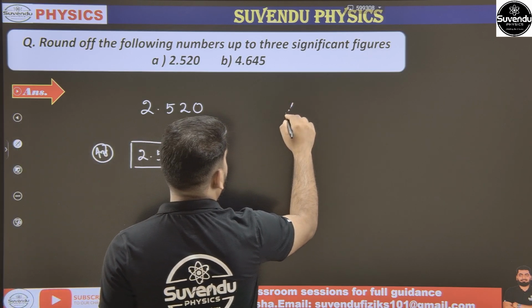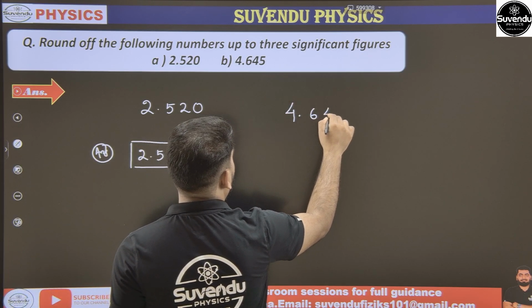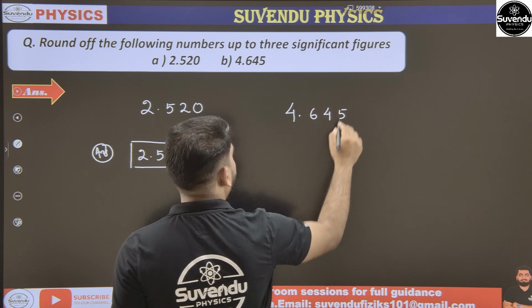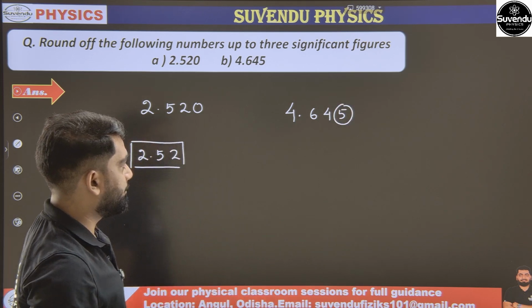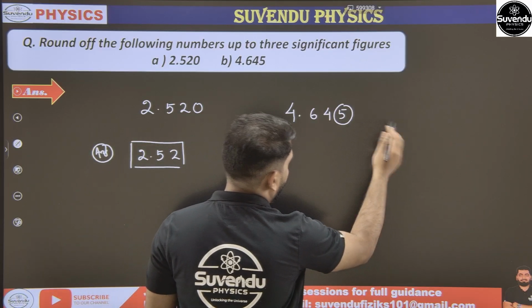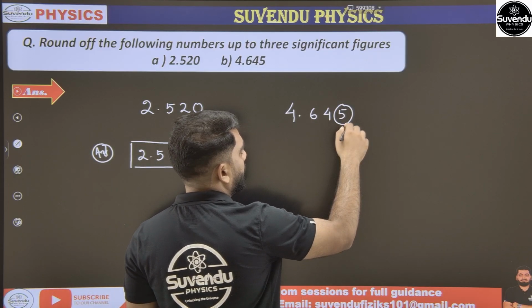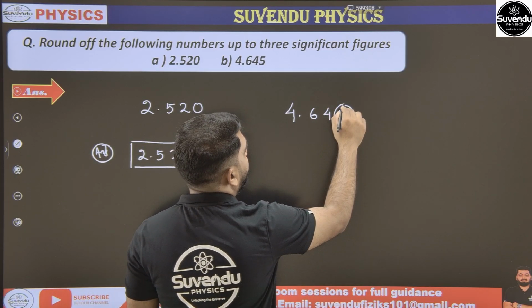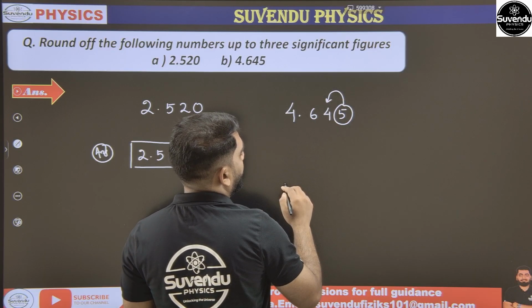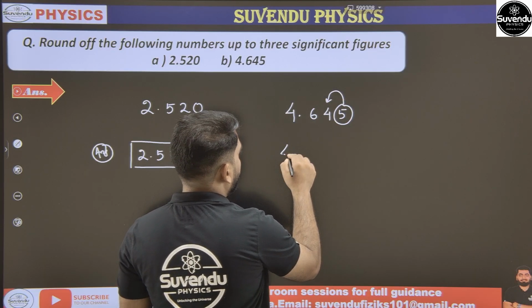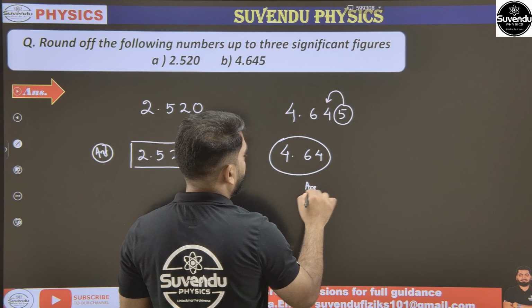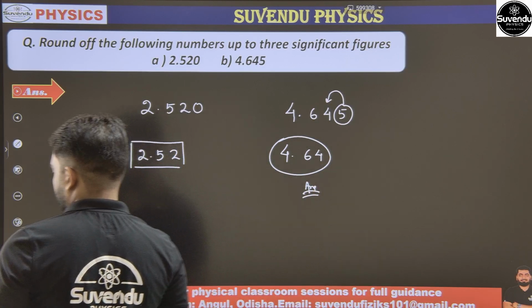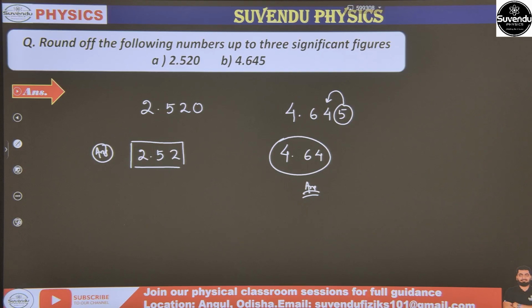Then 4.645 and digit to be dropped is 5. 5 के बाद कुछ लिखा है, कुछ नहीं लिखा है, तो 0. 5 पर 0 और नथिंग. देन प्रीसीडिंग डिजिट देखो इवन नंबर, सो नो चेंज विल बी देयर. तो 4.64. 4.64 will be our answer. I think this question is clear to all of you.